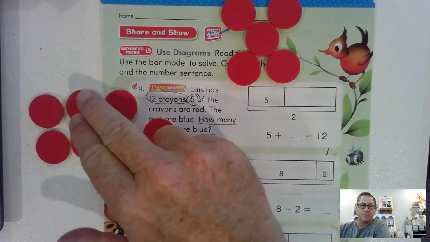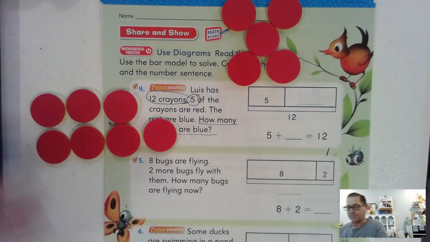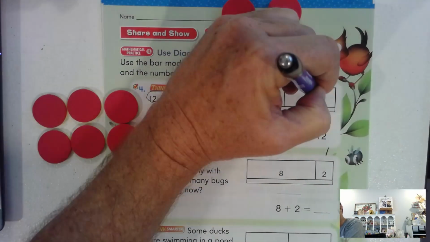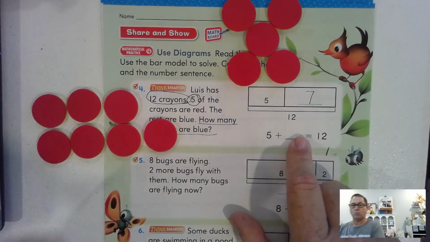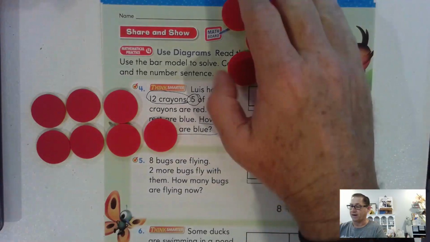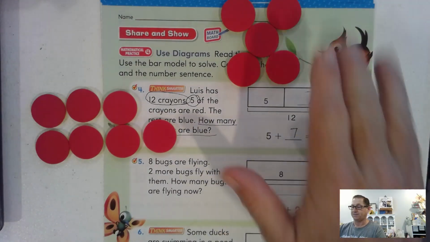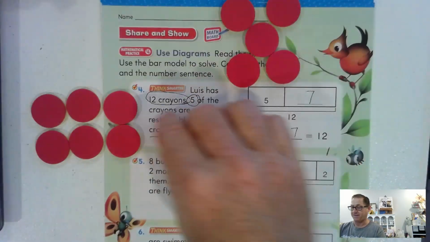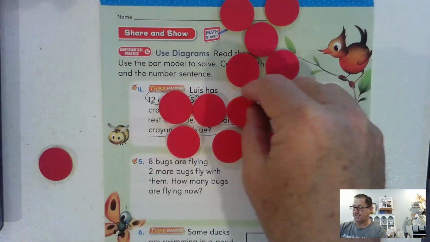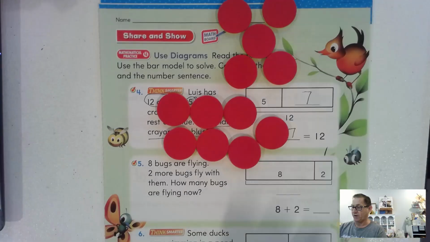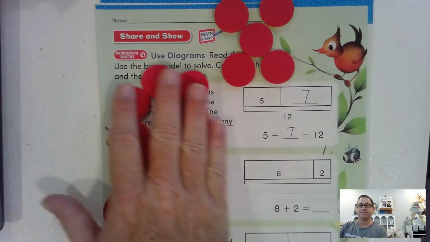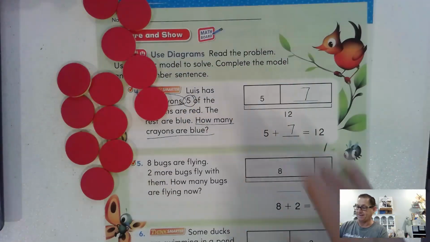Or I could go count by twos. 2, 4, 6, 7. So 5 plus what is 12? 5 plus 7. Okay, could I have just counted on from 5? Yes. 5, right? 5, 6, 7, 8, 9, 10, 11, 12. How much do we have? 2, 4, 6, 7. Okay, so two different ways of solving that.